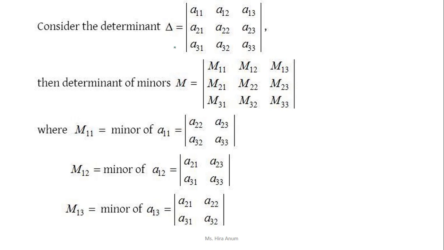Consider the determinant equals to this, and then the determinant of minor M is this. Minor A equals to, when you take a minor, it means you ignore these rows and columns and you are taking and multiplying this and this. You can see these entries will be this.